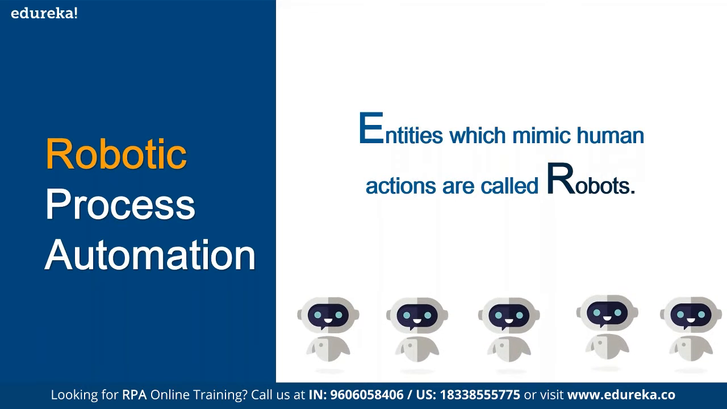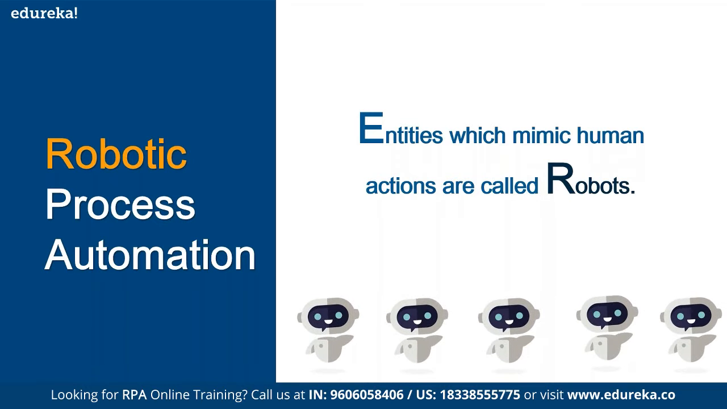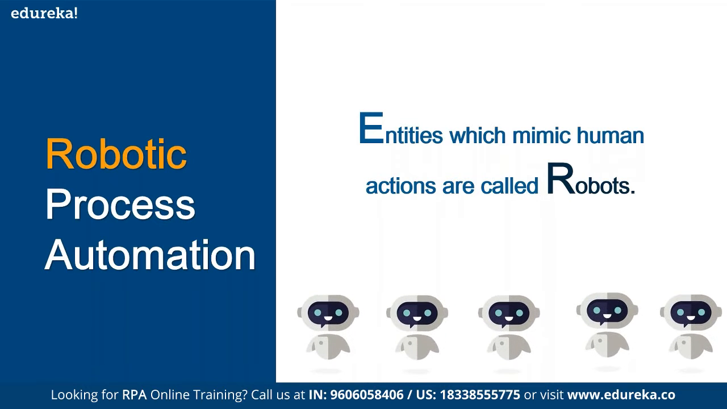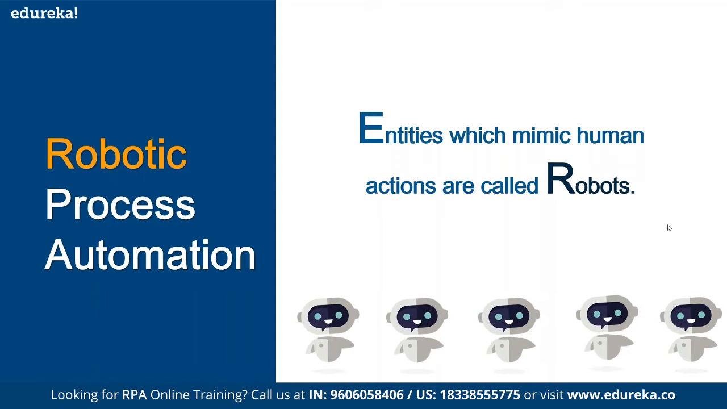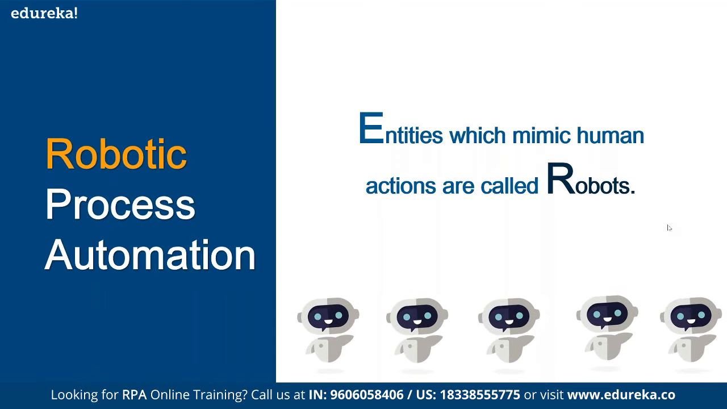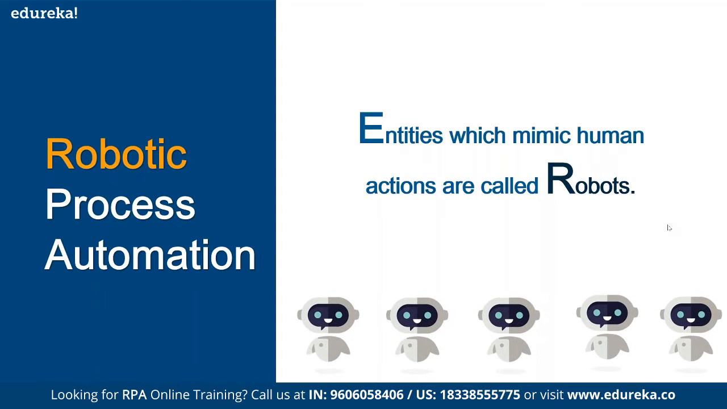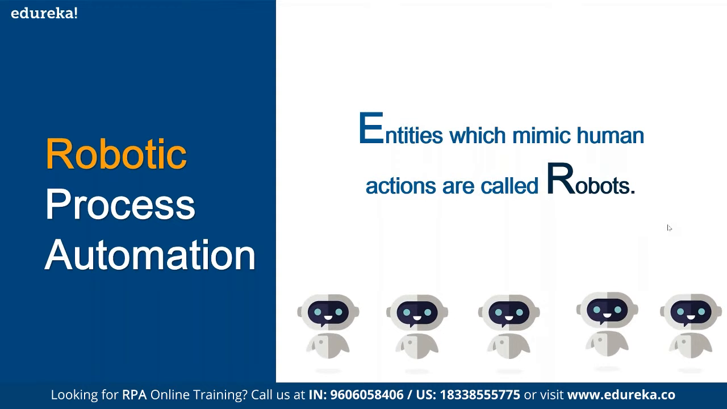So then what is a robot? A robot is an entity which mimics human actions. Whatever manual things you do on your system to carry out a business process will be copied by that robot, and it does the same thing for you. It is a software entity which mimics whatever action you do on your computer.